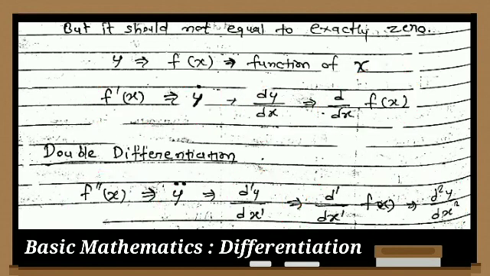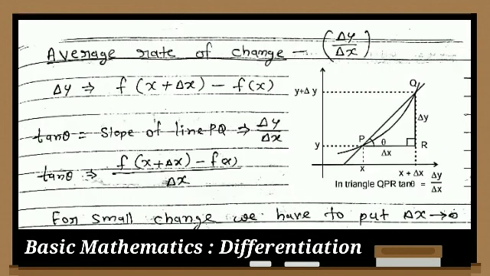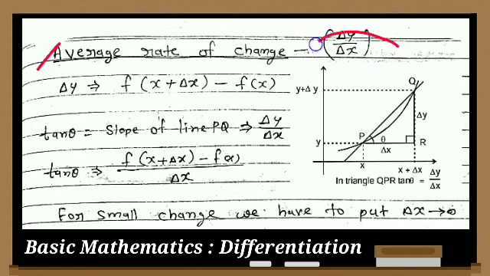Now we move forward. Now we will talk about the average rate of change. Let's discuss. It is defined as delta y upon delta x. What is delta y? You have to see the figure. We have to find out the value of delta y.